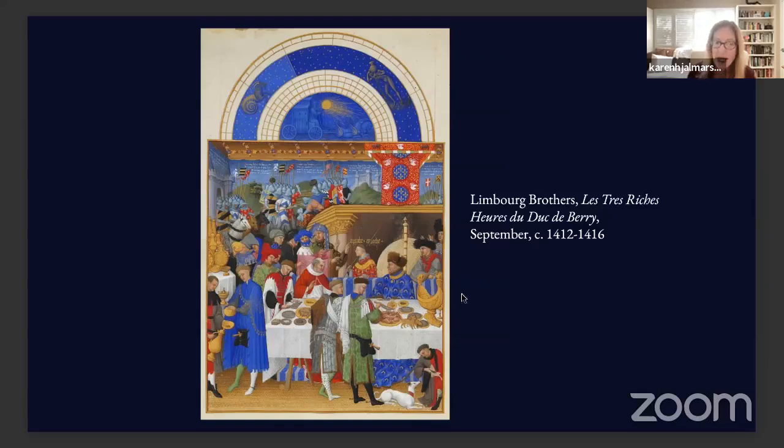And here in the right-hand corner, these two figures, one with a red mantle and a hat, these are two of the Limburg brothers. There were actually three Limburg brothers who worked on this manuscript, but they were not the only ones. Many other artists had to finish it. The Limburg brothers died young. They died of plague. And so other artists had to come in.